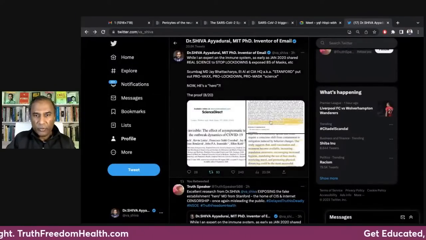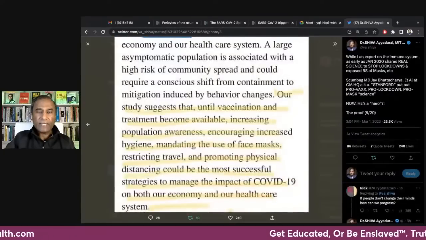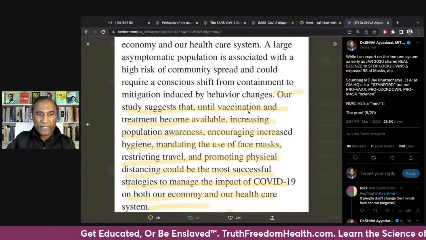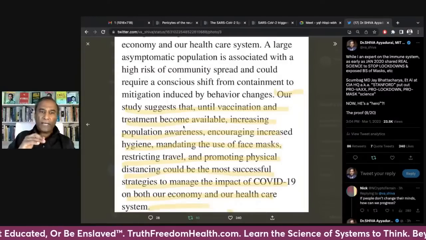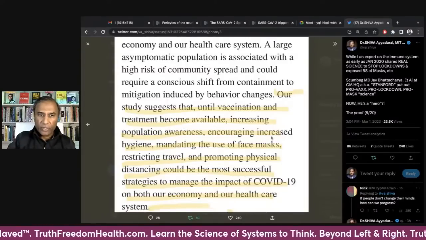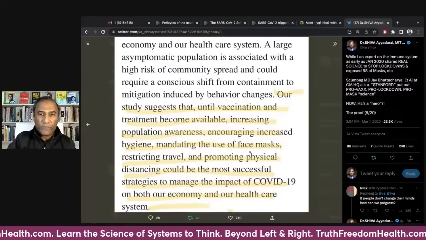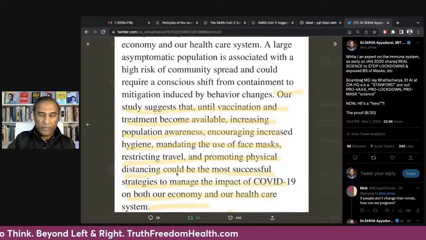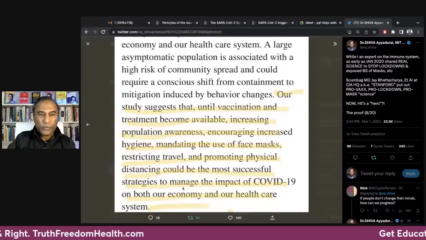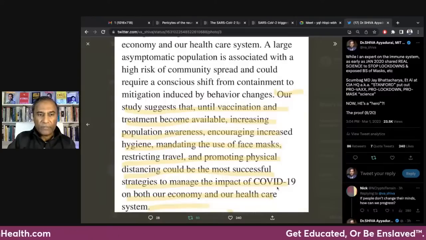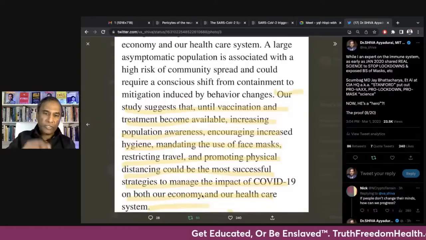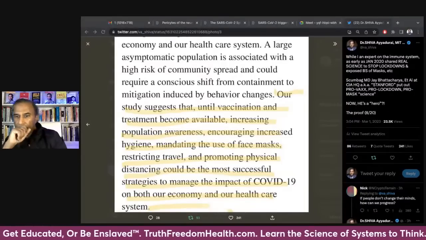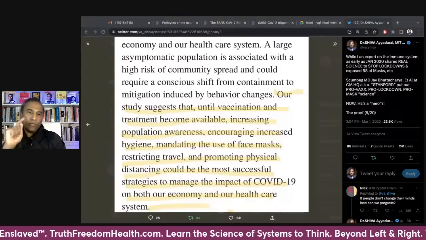And in this paper, as you'll notice, look what he says. He's saying, oh my God, things are asymptomatic. And he goes, our study suggests that until vaccination and treatment become available, which means he's pro-vax, increasing population awareness, encouraging increased hygiene, mandating the use of face masks, restricting travel, lockdowns, and promoting physical distancing could be the most successful strategy to manage the impact of COVID-19 on both our economy and our healthcare system. This motherfucker was for lockdowns, okay?